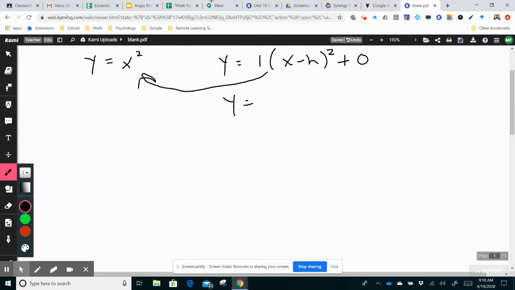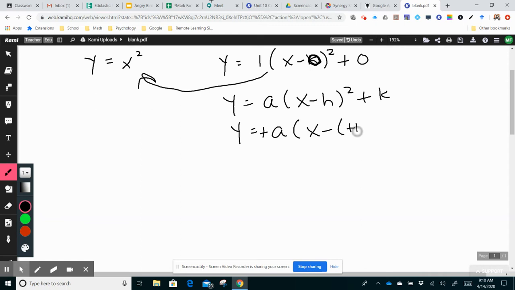Now, if you look at the vertex form, let me change this to 0 because that gives us that. So this is what our form looks like. And remember h and k. If we want to look at it this way, we have a, which is positive, and then x minus h squared plus k, and you have positive h and positive k.